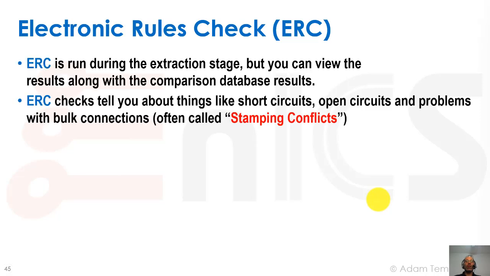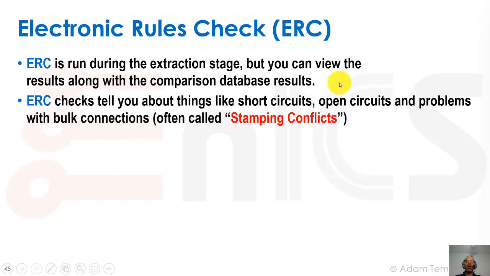ERC is run during the extraction stage, but you can view the results along with the comparison database results. It's inside that same SVDB folder. ERC checks tell you about things like short circuits, open circuits, and problems with bulk connections. Remember, it's run only upon the layout. It's not run as part of the comparison, so it's not comparing the layout to the source and telling you what the ERC problems are. It's just running on the layout. Stamping conflicts, for example, as I told you before, is if we have two different nets that are connected physically inside the layout, but they have different names.